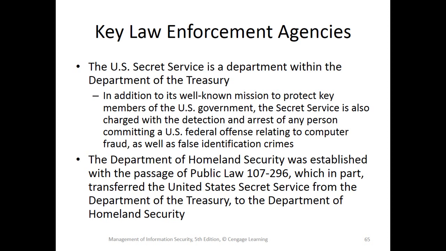The Department of Homeland Security was established with the passage of Public Law 107-296, which in part transferred the United States Secret Service from the Department of the Treasury to the Department of Homeland Security.